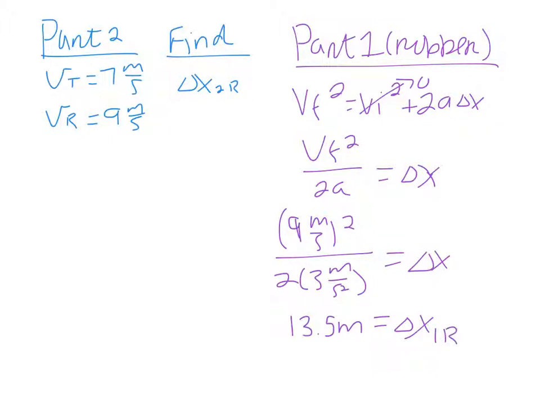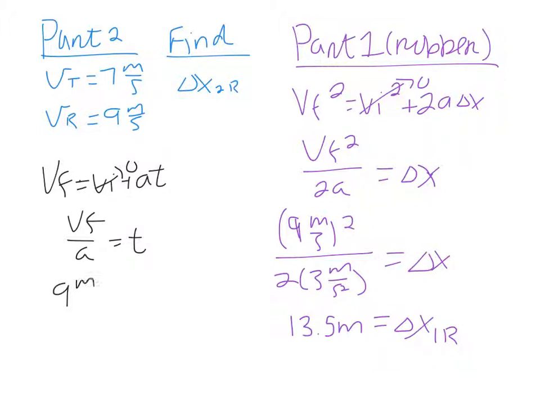We need to figure out how long this takes him. So again, you have an option for equations that you want to use. I'm going to choose v final equals v initial plus at. V initial is 0. So v final over a is the time it takes the robber to run that long. 9 meters per second over 3 meters per second squared equals t. So it takes 3 seconds for the robber to run 13.5 meters.